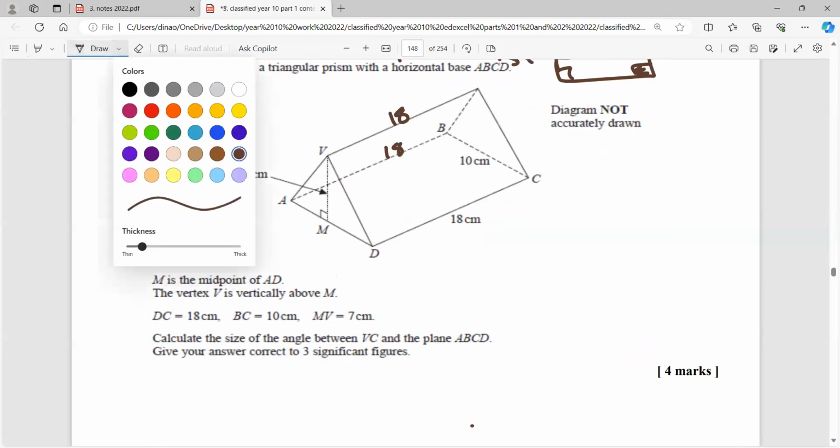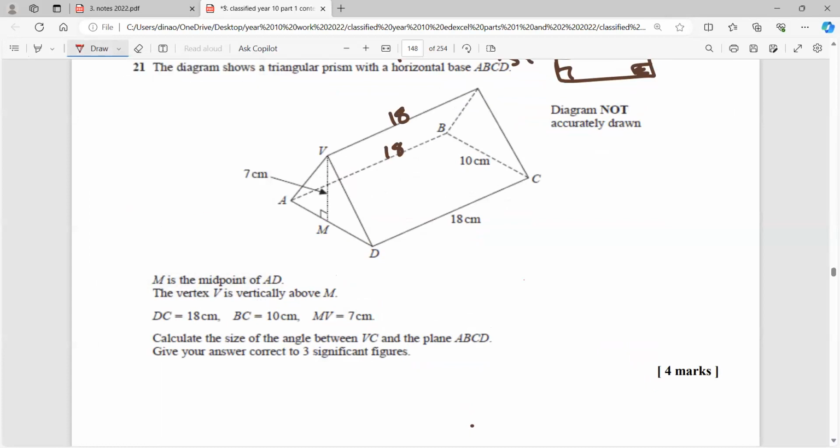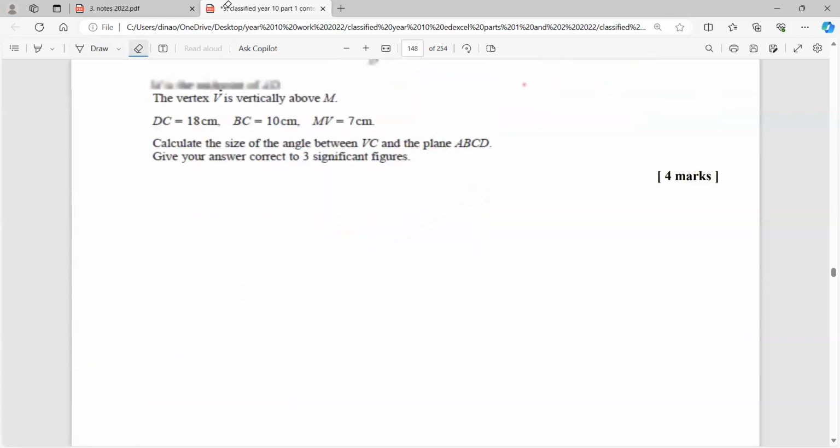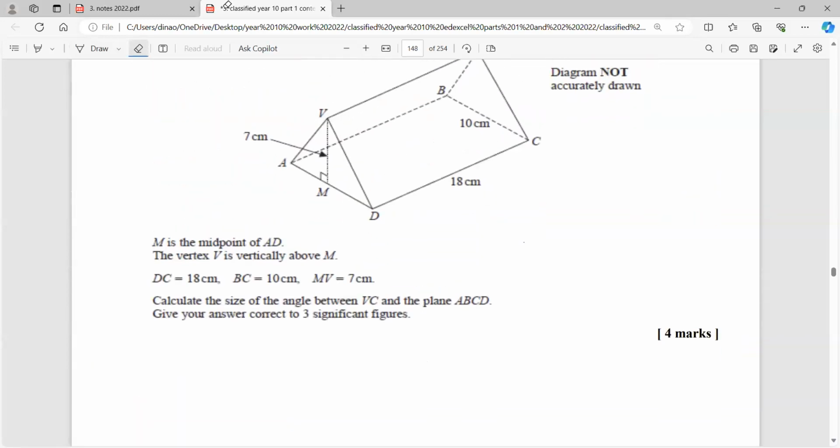And what else do I have in this question? I just have VM. I have the 10 over here. So this is 10. This dotted one is 10, so this is 10 as well. Okay. So we identified the equal sides. Let's see here. What information am I given in this question over here? This is in your classified part 2, same classified, page number 148.